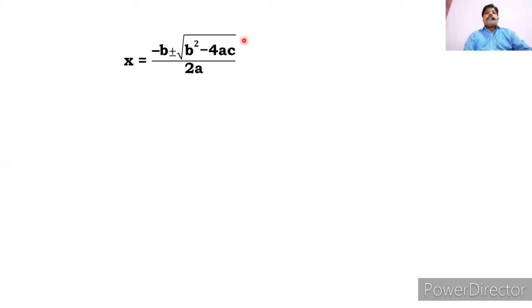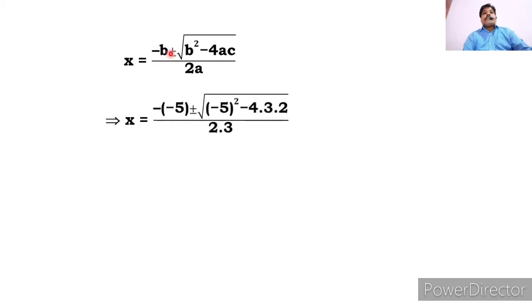So write the formula: x is equal to minus b plus or minus square root of b square minus 4ac by 2a. Replace the values. What is the b value? The b value is minus 5, so minus b plus or minus square root of (minus 5) whole square minus 4a. What is the a value? The a value is 3 and the c value is 2, by 2a, that is 2 into 3.